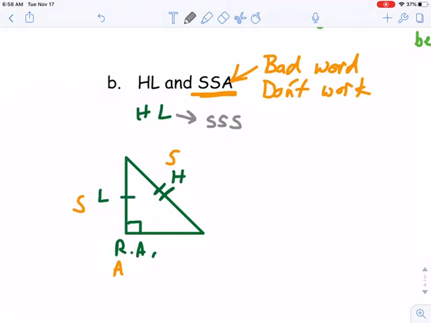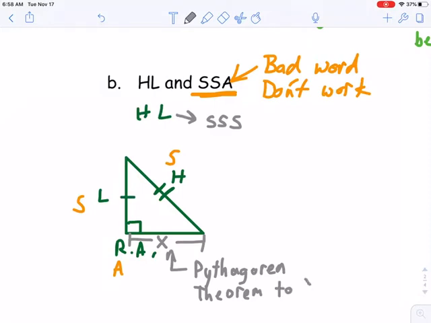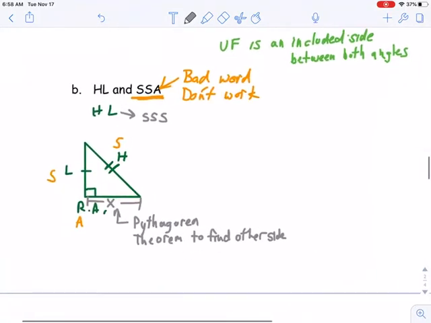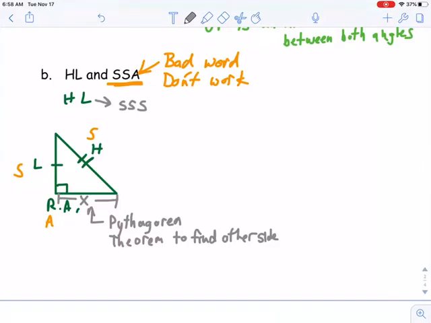Why? This last side right here we'll call X. Well, Pythagorean theorem, if in a right triangle we have two sides, we can always use Pythagorean theorem to find the other side. So that's why we don't call HL side-side angle. We call HL a theorem, because we could prove it to be true using Pythagorean theorem. And let's talk about why side-side angle doesn't work.